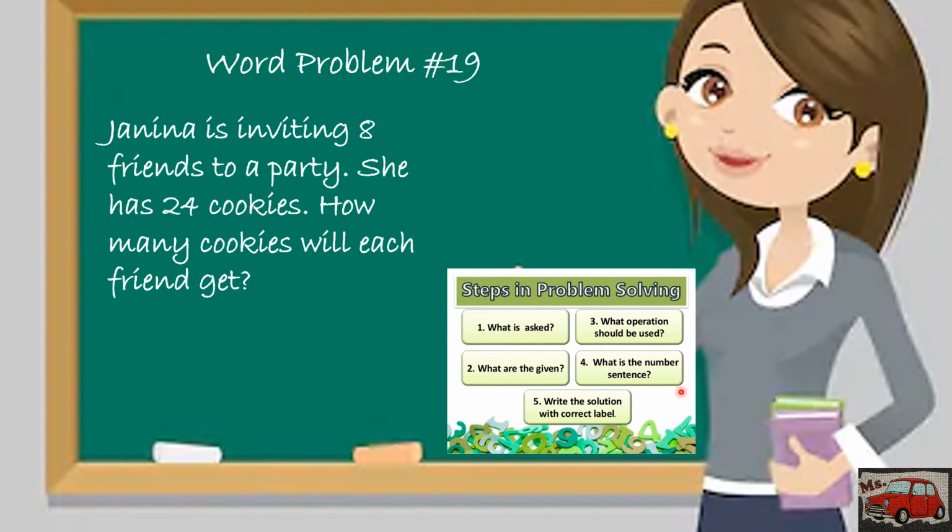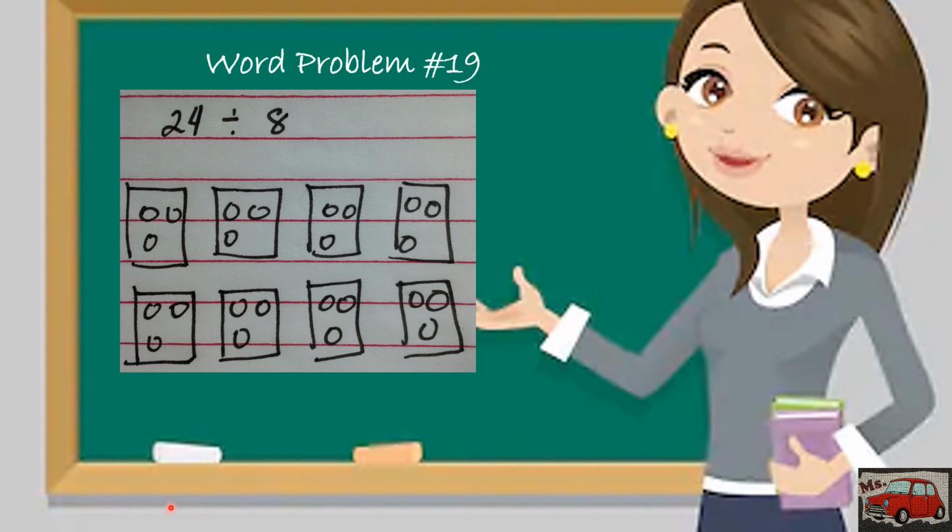What is the number sentence or expression? That is 24 divided by 8. Then let's solve. Alright, so we have here 24 cookies na hinati sa 8 friends ni Janina. So bawat isa makakakuha ng 3 cookies.